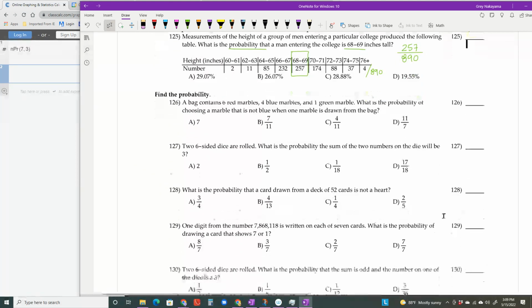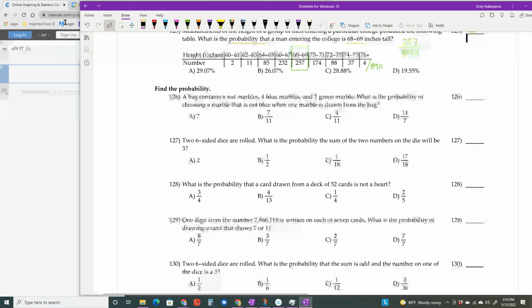All right, 126. A bag contains 6 red marbles, 4 blue marbles, and 1 green. What's the probability of not getting blue? So how many of these marbles are not blue? I've got 6, and then I have another one that's not blue, out of a total of 11 marbles. So my answer is B.